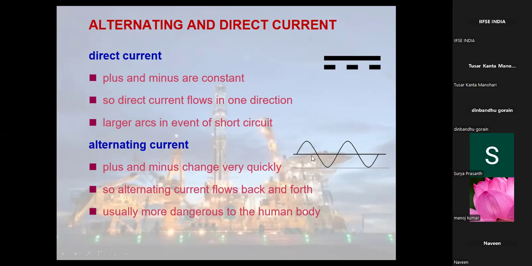alternating currents, all our appliances, especially our inverters, you can see this particular sine wave on that. So AC currents are more dangerous as compared to DC currents. Plus and minus change very quickly. This is why we say it is alternating current, because the poles change very quickly. So the alternating current flows back and forth. That is, here you can see within the graph. Usually it is more dangerous to the human body.